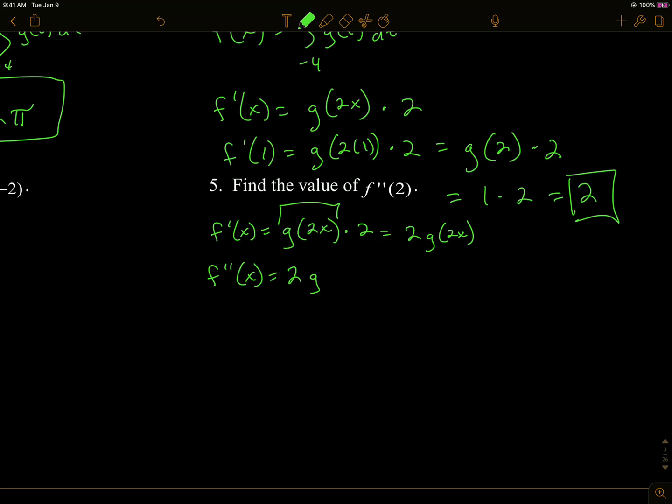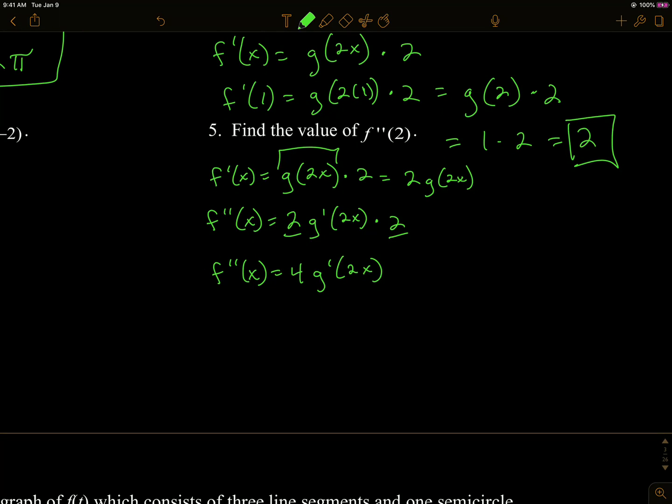We do the derivative of g of 2x, which is going to be g prime of 2x. And then it's chain rule because there's an inner function of 2x, so then times 2. So f double prime turns out to be 4 because I have that 2 here. So I'm going to multiply these 2's. Get 4 times g prime of 2x.